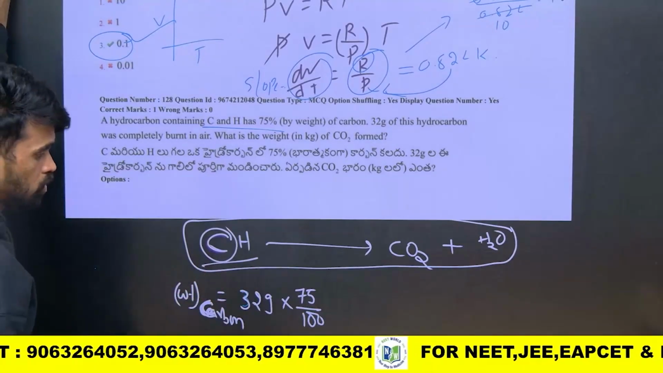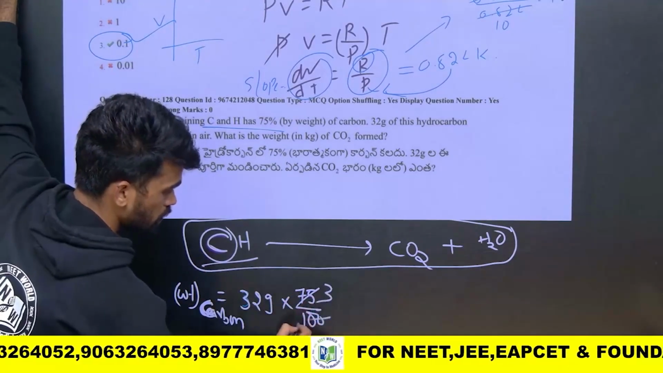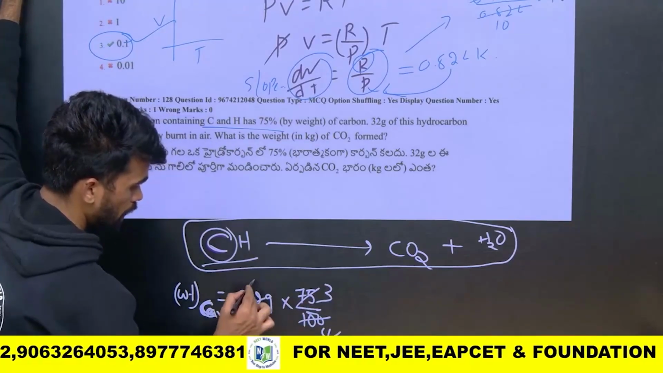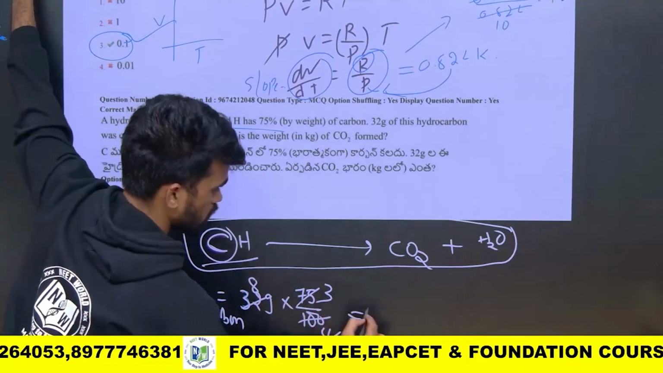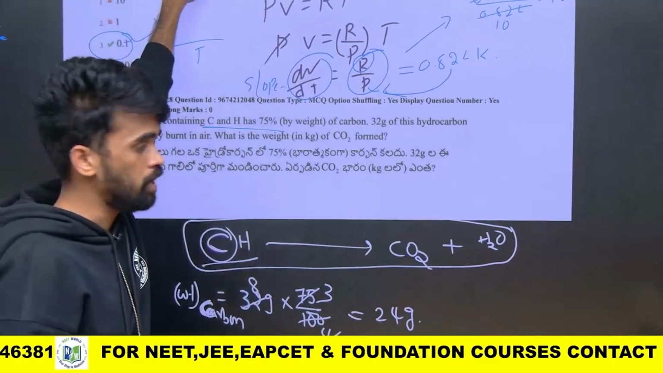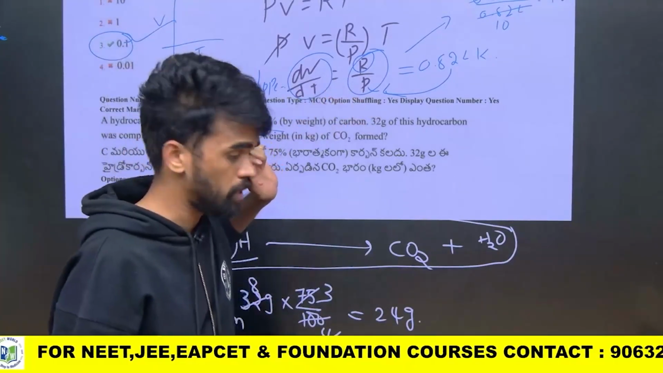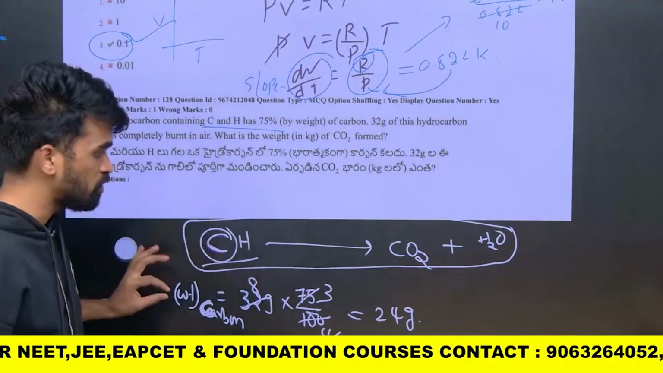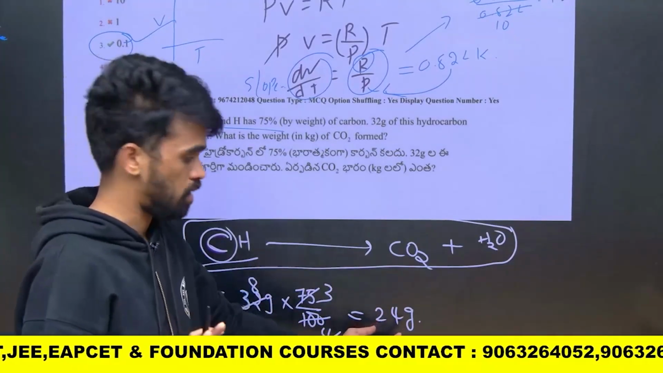Okay, now 25, 3s are, 4s are 4, 8s are 8. So 24 grams of carbon we have in the given hydrocarbon. In the given 32 grams of hydrocarbon, how many grams of carbon we have? That is 24 grams, right?